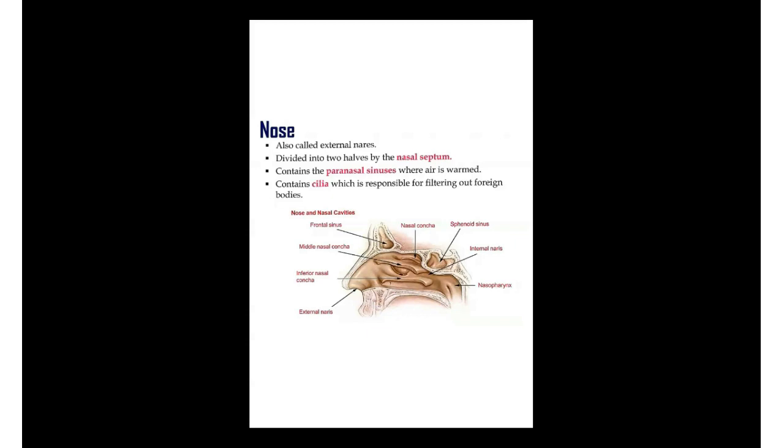It is divided into two halves by the nasal septum. If you see your whole nose in the mirror, there are two nostrils, and between the nostrils there is a ridge, or a separation. That separation, which divides your nose into two halves, is your nasal septum.